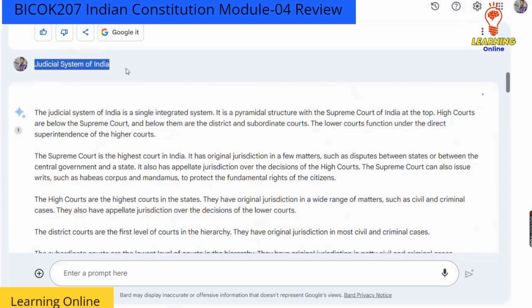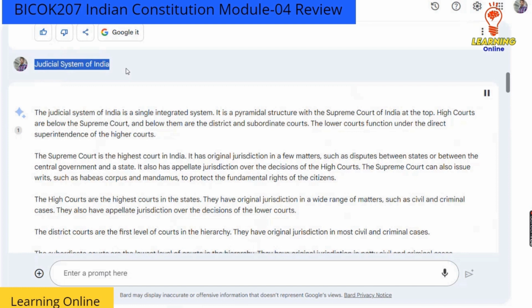The judicial system of India is a single integrated system. It is a pyramidal structure with the Supreme Court of India at the top. High courts are below the Supreme Court, and below them are the district and subordinate courts. The lower courts function under the direct superintendence of the higher courts.